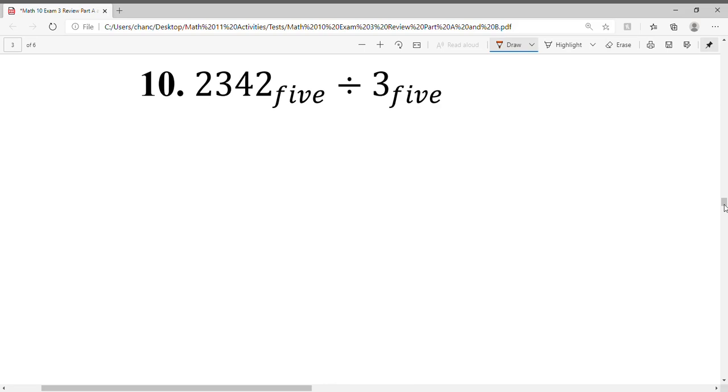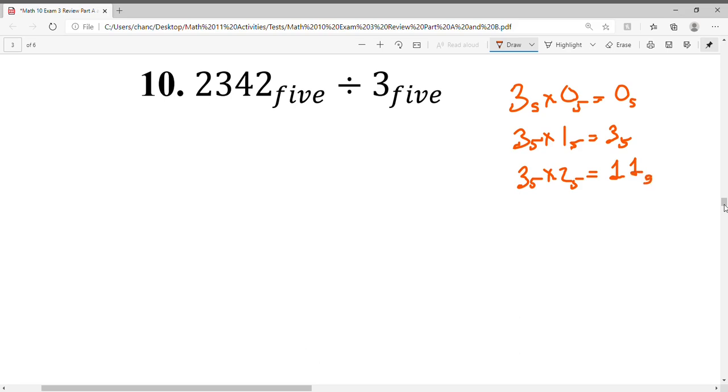We'll have to multiply 3 base 5 times all of the numbers in base 5. 3 base 5 times 0 base 5, that's 0. 3 base 5 times 1 base 5 is 3 base 5. 3 base 5 times 2 base 5 is 6, but 6 does not exist in base 5, so we'll divide that by 5. I get 1, remainder 1, or 1, 1 base 5.